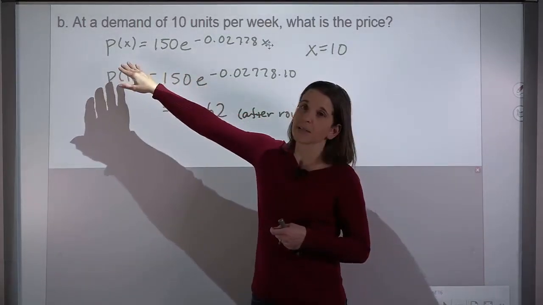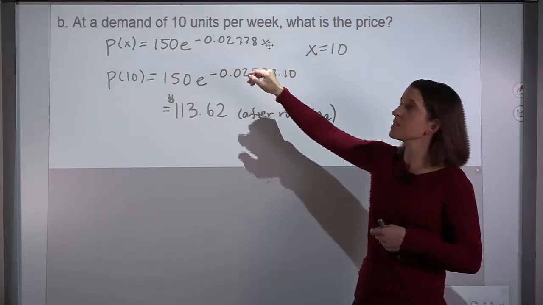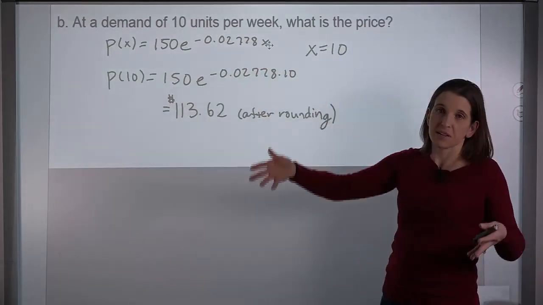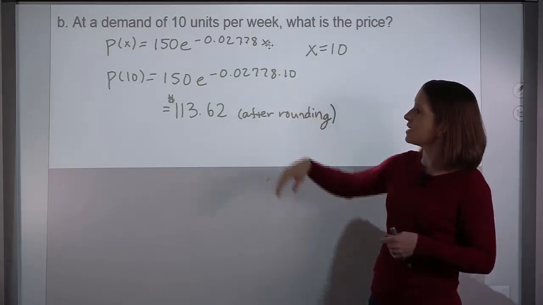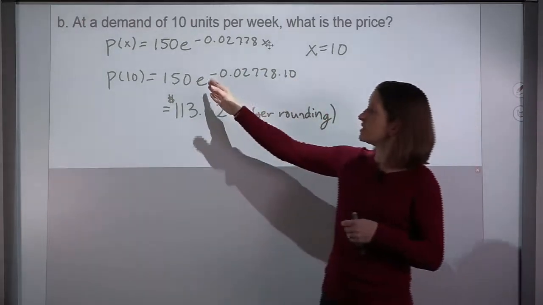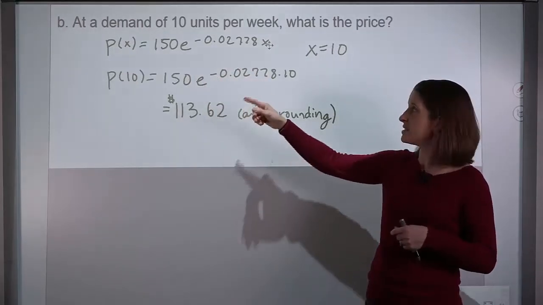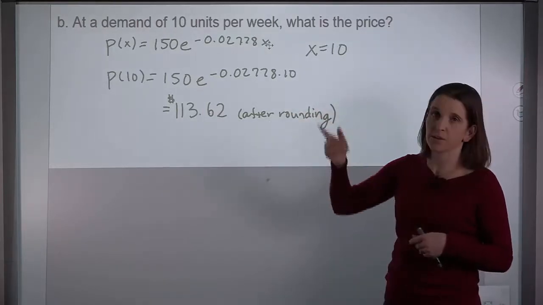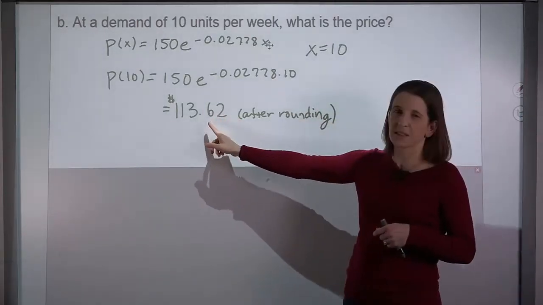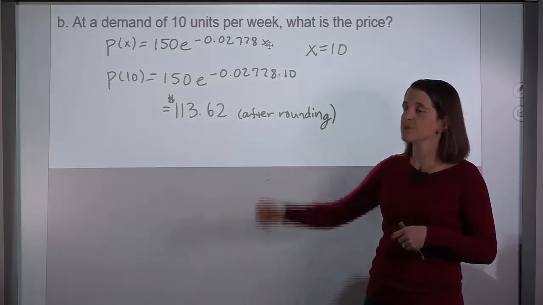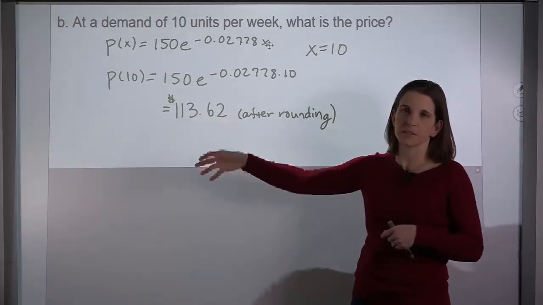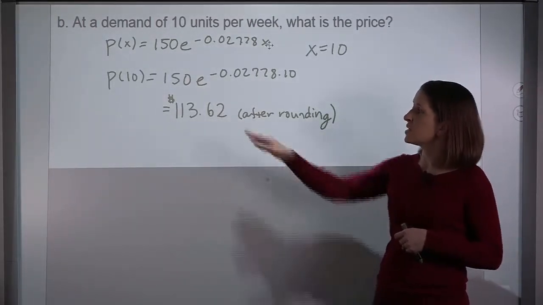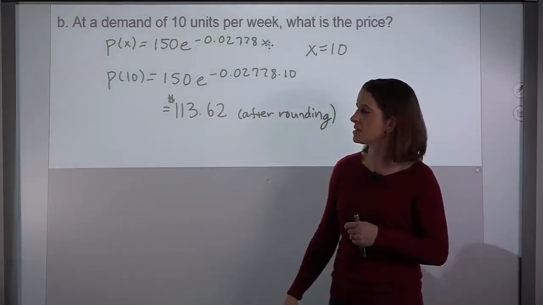So to recap from the last part, p of x was 150 e to the negative 0.02778x. And now we're told that x is 10. Can you please tell me the output, right? So we just replace x with 10, carefully typing 150 times e caret parentheses negative 0.02778 with a multiplication sign times 10, and then close your parentheses. And you will get something like 113.615, and so we should round. And so we have $113.62. So if you want there to be a demand of 10 units per week, you would need to price it at $113.62.